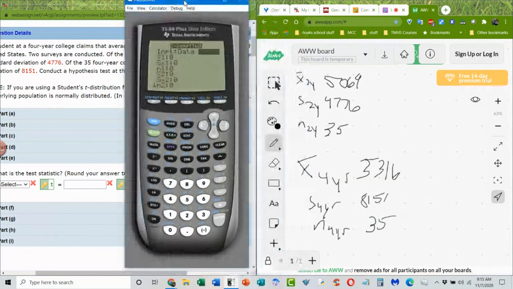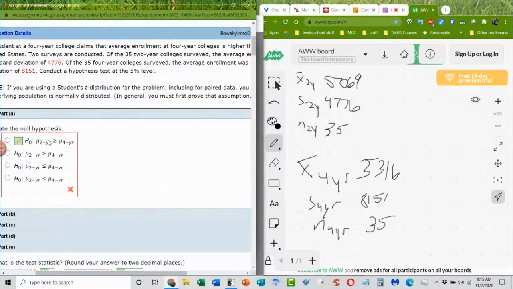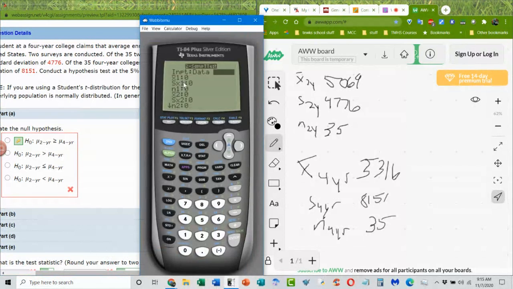So I can go to my calculator. And because we're in our hypothesis, we have the 2-year colleges going first. We want to make sure that is what we put in first. So we put in the 2-year college information first, and then the 4-year college. So 5,069, 4,776, 35. Now, if we do the Z test, the standard deviation comes first, so you got to make sure you put them in the right order. It's a weird setup that a calculator does, but it's that way in all.